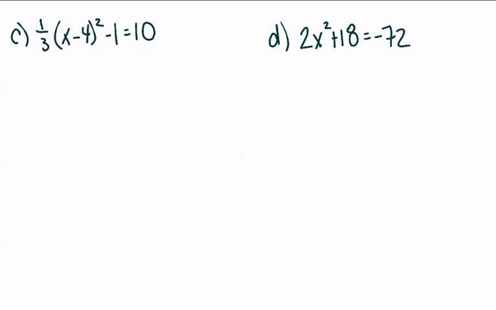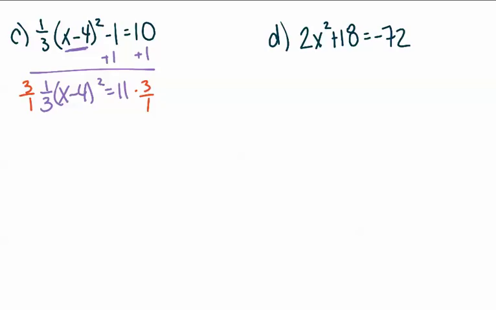Okay, a couple more here. So if you look at example C, this one's totally different because now my squared term is the parentheses, that x minus 4. So I'm not going to FOIL that. What I'm going to do is I have to get that x minus 4 by itself. So I have to get rid of everything else. Don't try to add to it. So the first thing I'll do is I'll go ahead and add 1 to each side. So 1/3 times x minus 4 squared equals 11. And then I have to get rid of that 1/3. So to get rid of that 1/3, I'm going to think about multiplying by the reciprocal so that this cancels out.